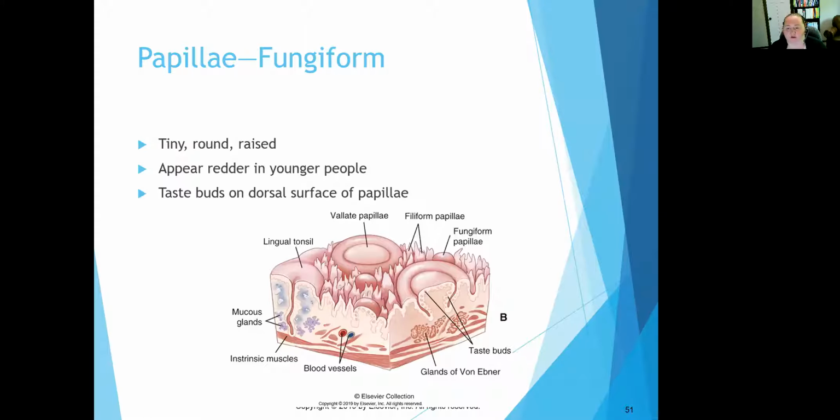Let's move on to our fungiform papilla. And again, these are tiny rays. They appear redder in younger people. They do have taste buds on the dorsal surface of the papilla. So our fungiform are right here. And again, they kind of look like a mushroom.